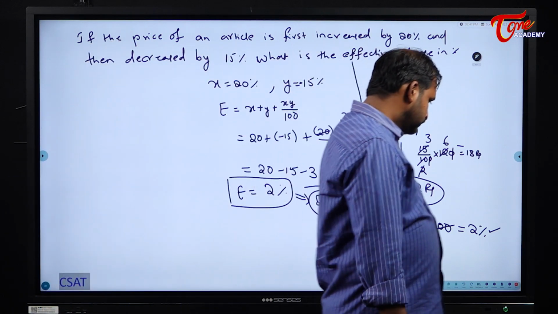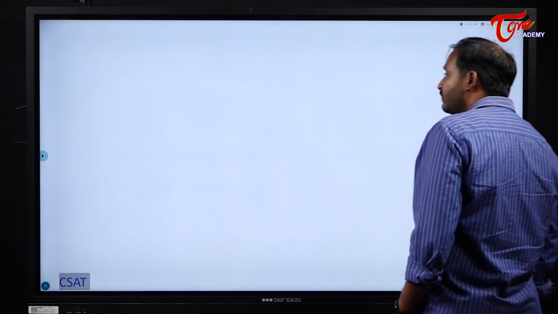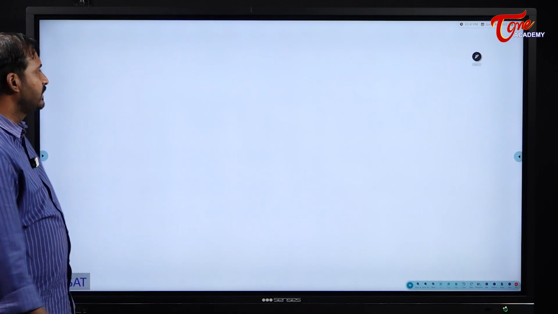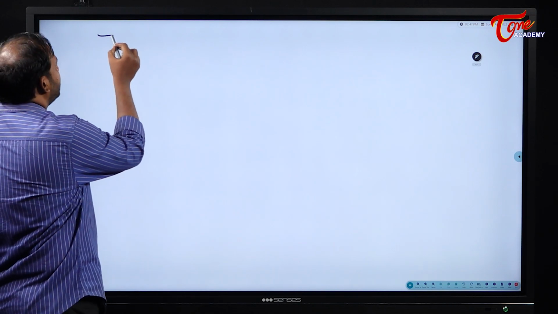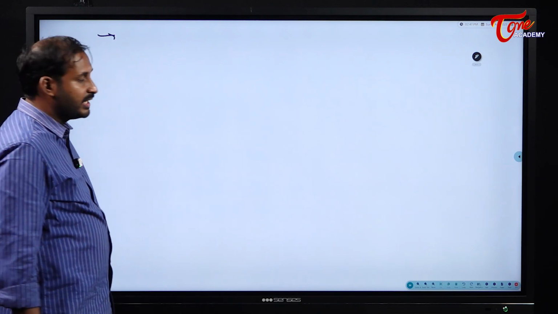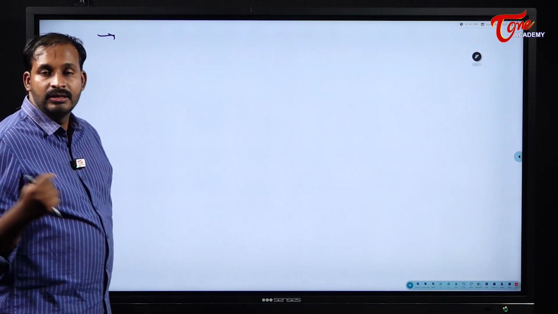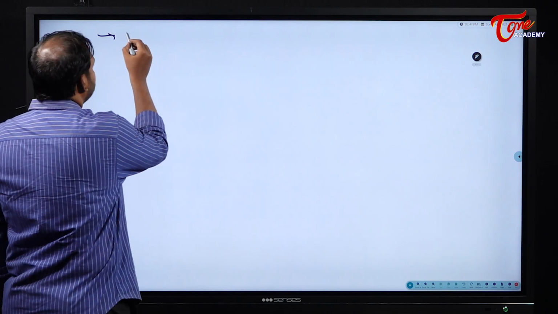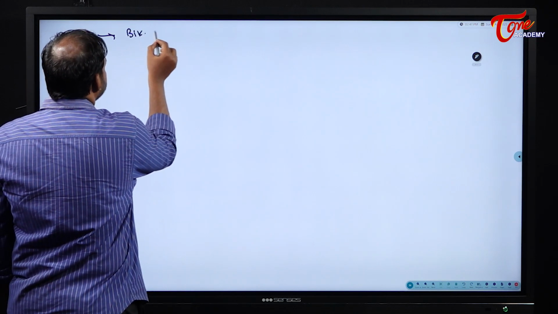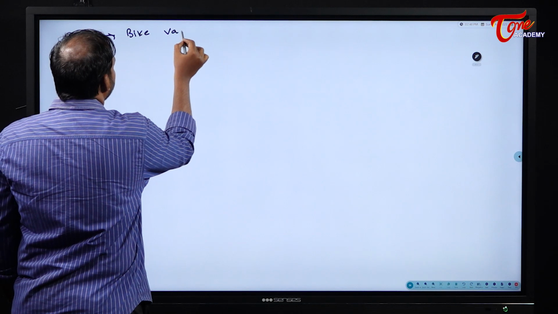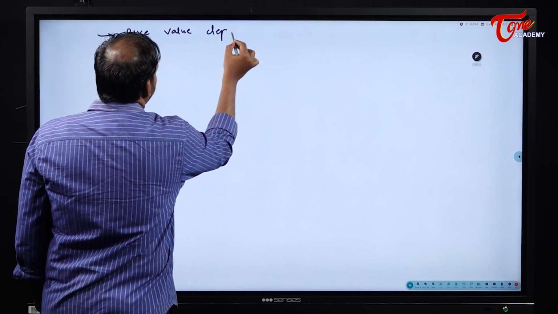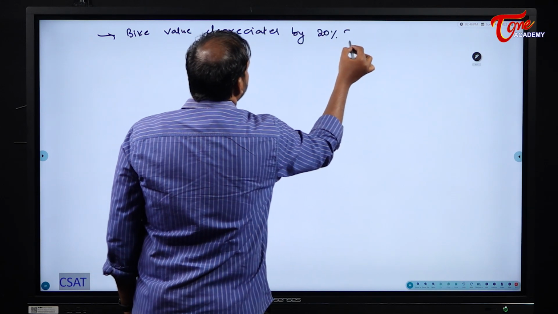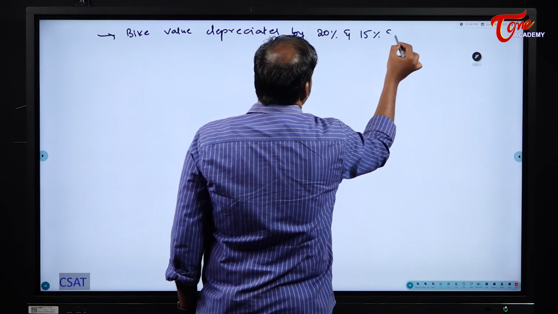Okay sir, good. We will do it. Now, if the value of a product changes three times, assume that the value of a bike was depreciated. Now, I will say the bike value depreciates by 20% and 15% successively.